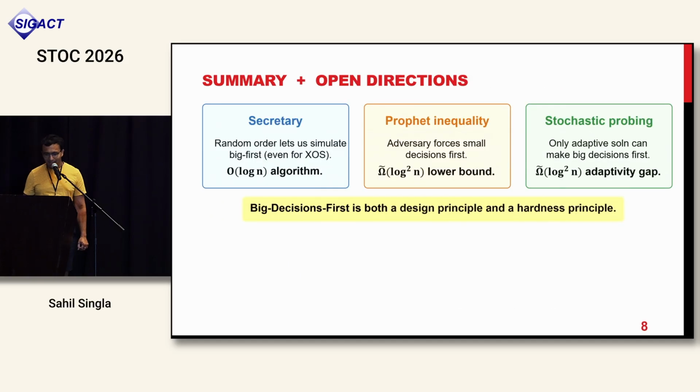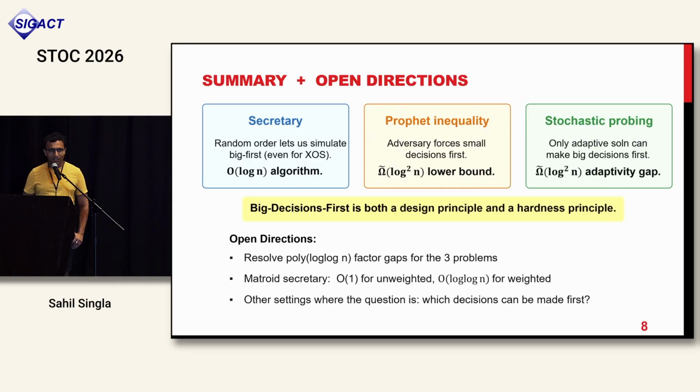So to summarize, we studied these 3 problems, the secretary, profit, and the stochastic probing. For each of these problems, we've been able to resolve this log versus log squared n gap. And the interesting thing is that the underlying intuition is the same for each of them. You want to go in decreasing order of weights. For problems where you can design a good algorithm implementing this, you get a better guarantee. But if you cannot, then this intuition also helps you come up with a good hardness example.